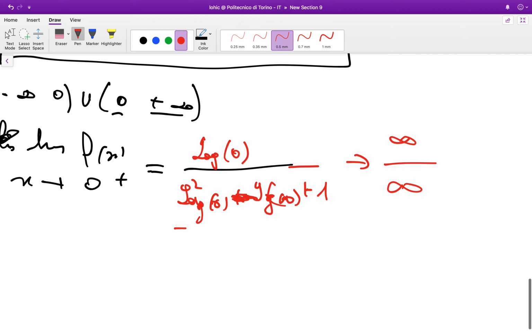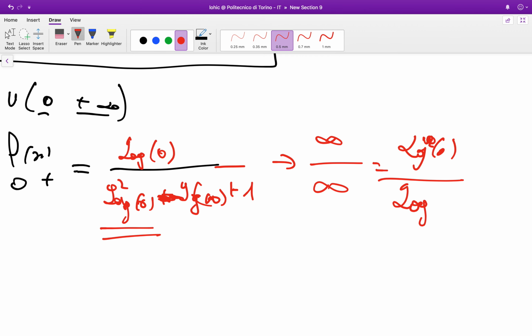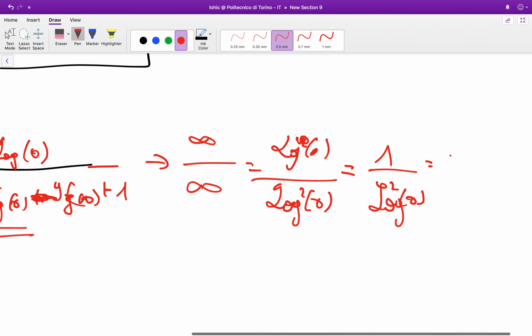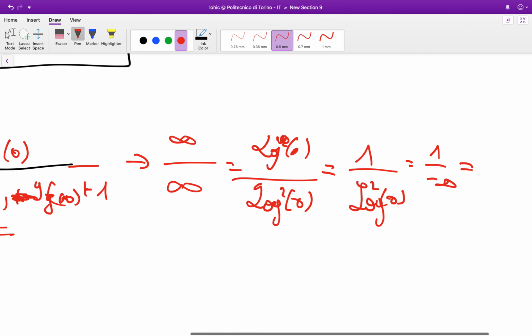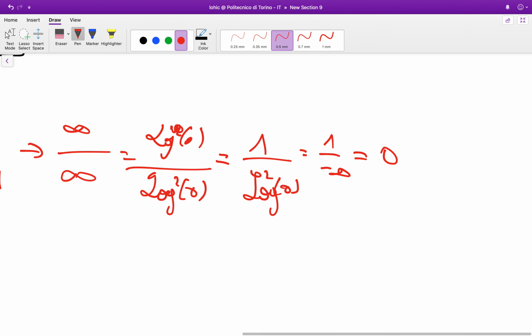But here, the most important infinity is the log square. Yes or not? At the top there is only one infinity. It's like you have log of 0 at the top, but below you have log square of 0. This means 1 over log of 0. Yes or not? That means 1 over minus infinity, that is equal to 0. Doubts? Yes, it's minus infinity.